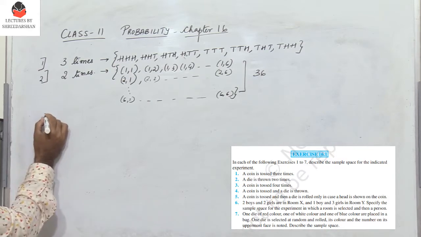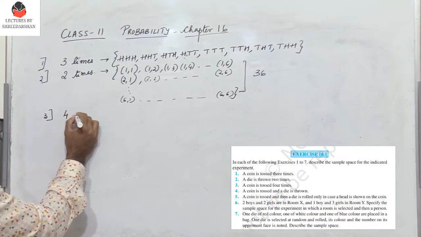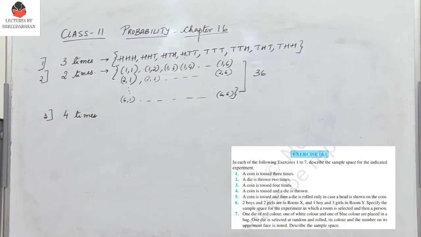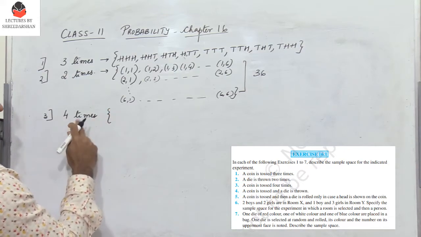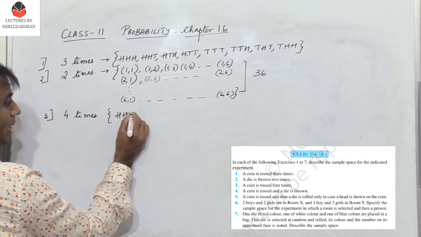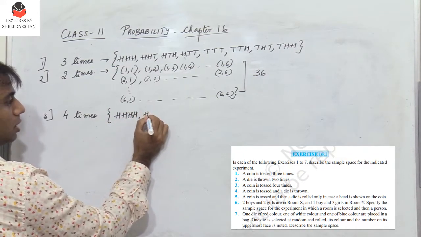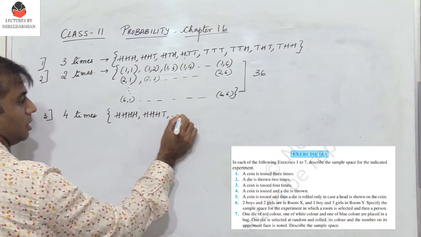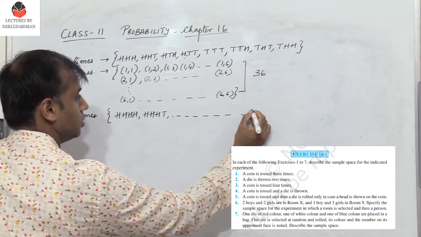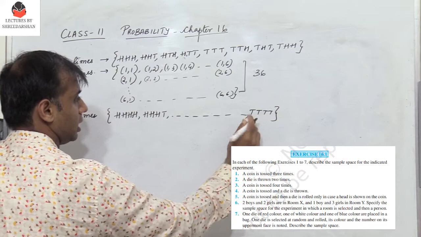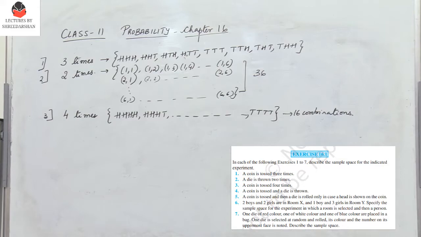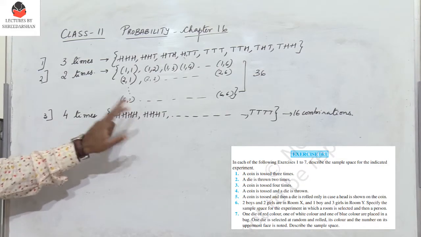Similarly the third one: a coin is tossed 4 times. So what happens? I would get 2 power 4, that is 16 combinations, isn't it? I would get 4 times head, or 3 times head and a tail, and so on, all the way up to getting tail 4 times. So you have 16 combinations. Make sure that you write all of them.